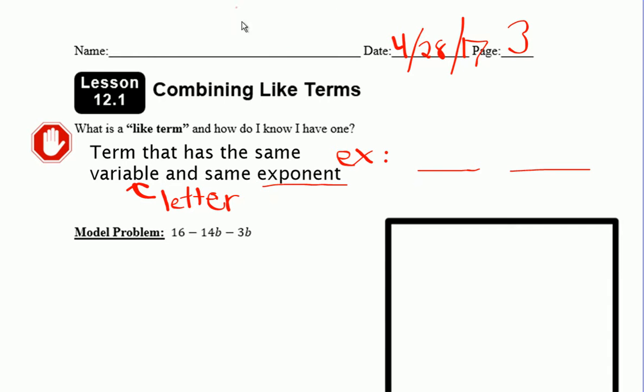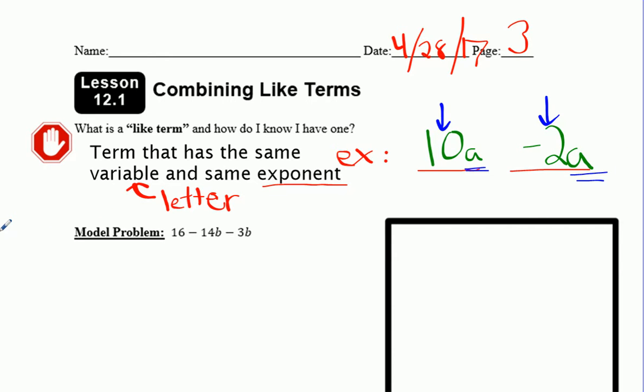So some examples, I wrote on my paper 10a, and then I wrote -2a. Both of these are like terms because they both have the same letter and the same exponent. Their exponent right now is a 1. I don't see 1 there, but it is a to the first power. So it does not matter what my coefficients are, or my numbers in front. It just matters what the letter is.